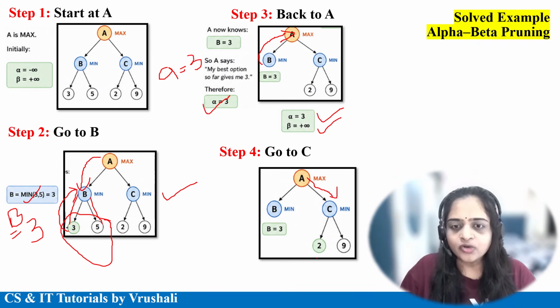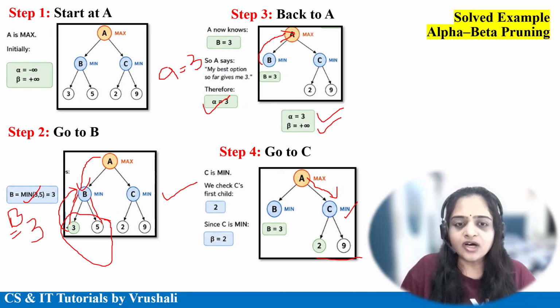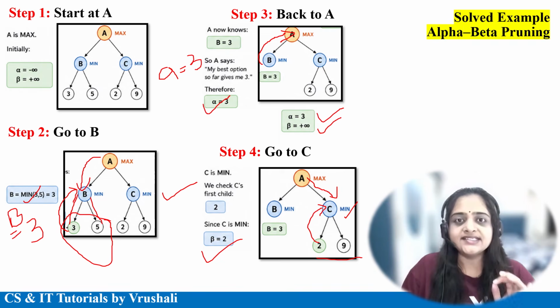C has again total 2 childs, 2 and 9, and this level is minimum. So from 2 and 9, which one is minimum value? 2, right? So our beta equal to 2. Now you need to send this minimum value to the C. So C equal to 2. Got it? So just revise once.